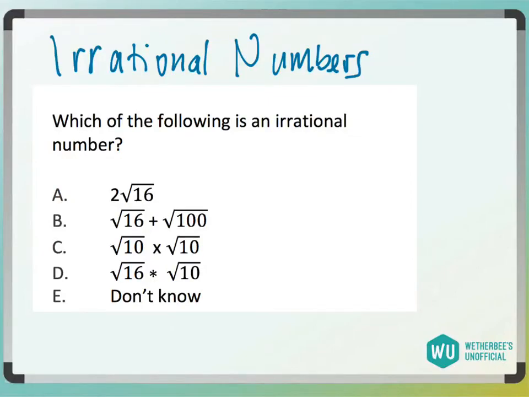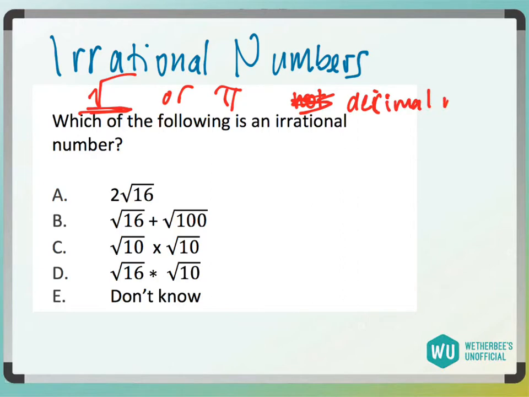All right, so we should define an irrational number. In the context of a standardized test, you should really be thinking that irrational numbers are square roots or pi, right? Square roots that are not perfect squares, obviously. By definition, an irrational number is a decimal that's not finite, right? Which means it goes on forever, right?